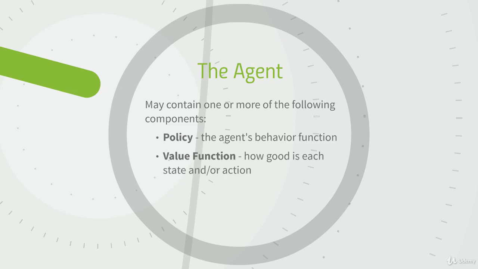So how good is each state and or action? These value functions are going to take into account future rewards. So we're going to try to make a prediction of future rewards and move in the direction or take the action that maximizes our value. And ultimately, this is going to help us develop a policy.